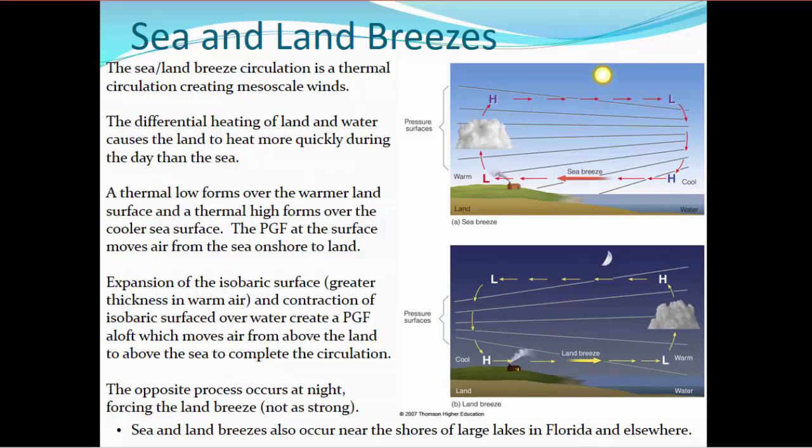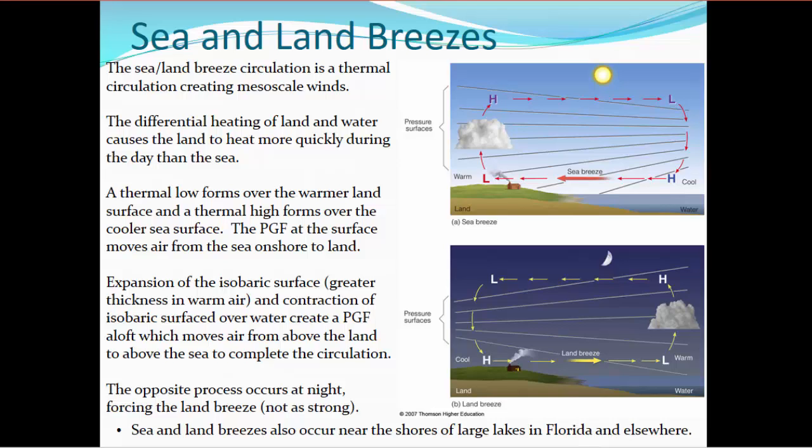Now, expansion of the isobaric surfaces or pressure surfaces, because again, warmer air is thicker, and contraction of the isobaric surfaces over the water, because cooler air is thinner, creates a pressure gradient force aloft, just like we saw in the previous slide, and that moves air from high pressure aloft to low pressure aloft, and that completes our thermal circulation. Now, simply the opposite occurs at night, forcing a land breeze, not usually as strong, but the earth cools rapidly at night over land and doesn't really change a lot at night over the water, and you get the reverse occurring in the land breeze.